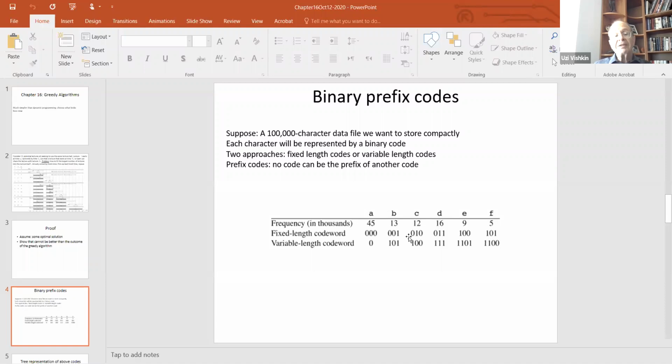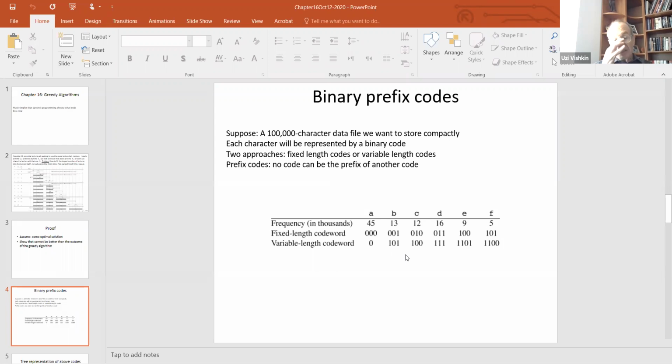And the answer to that is this idea of binary prefix codes. So binary prefix codes means that I am going to use codes, and now I'm not limited to just 3 bits, such that no code word will be the prefix of another. That's why it's called binary prefix code. So in this example, suppose that this is my binary prefix code.